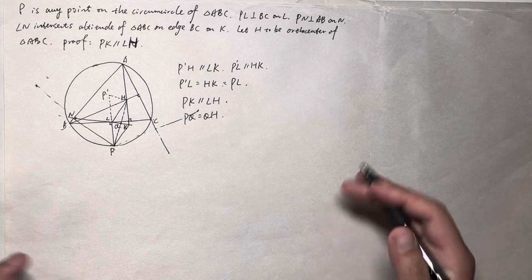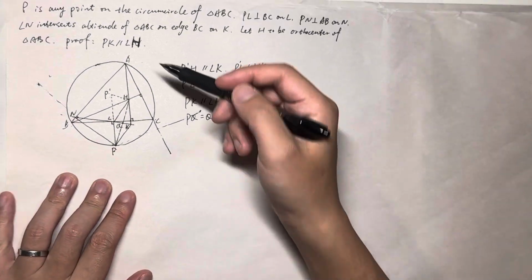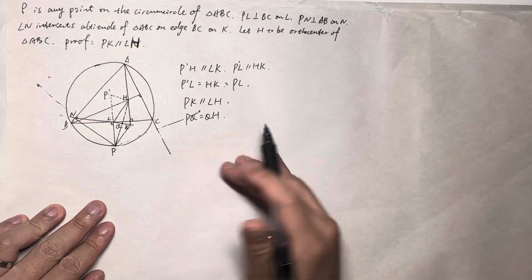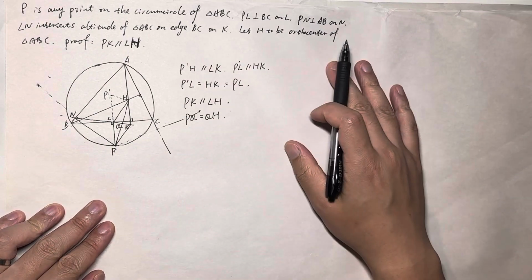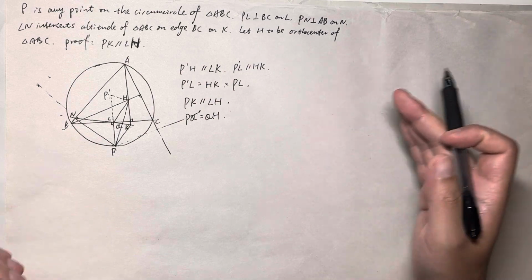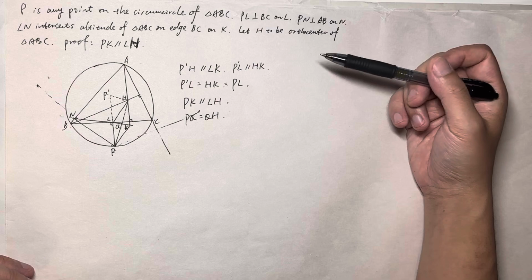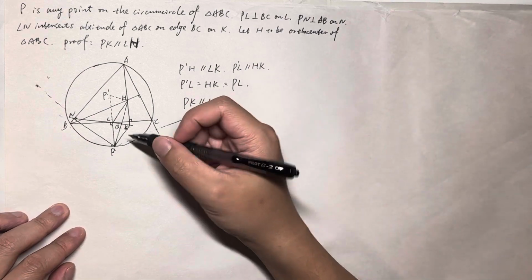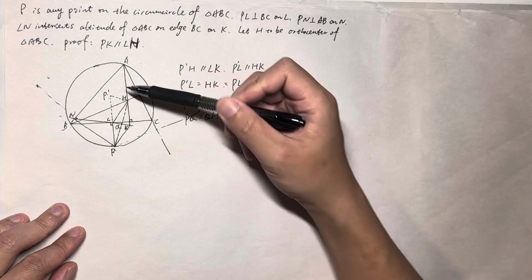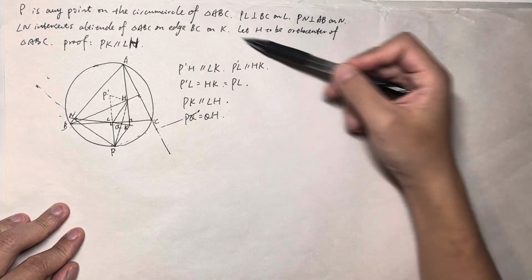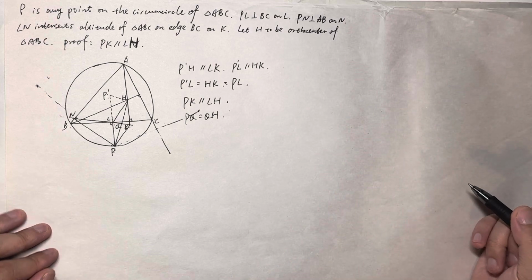So look at this problem. It's actually not a very simple problem. The solution is very short just because we already went through a very long, detailed derivation yesterday for about half an hour. We proved that P prime H is parallel to LK, and keeping this in mind, we could easily find other things.